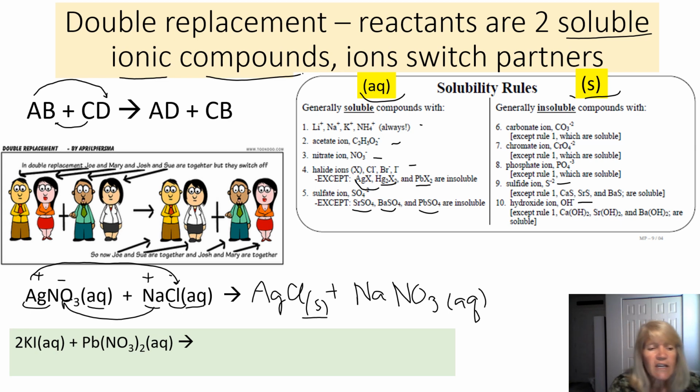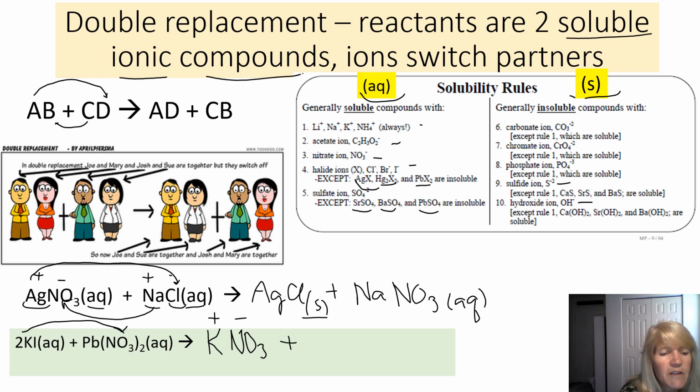So what we're looking at in this one, we're going to put the K with the NO3. So we put K and NO3. We also have to consider the charge. K is plus, NO3 is minus. So we're good. We don't need any subscripts there. All right, so that's one of our products.